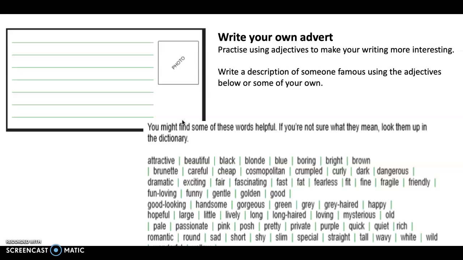Your next task is you're going to write your own advert. You're going to practice using adjectives to make your writing more interesting. Write a description of someone famous using the adjectives below or some of your own.